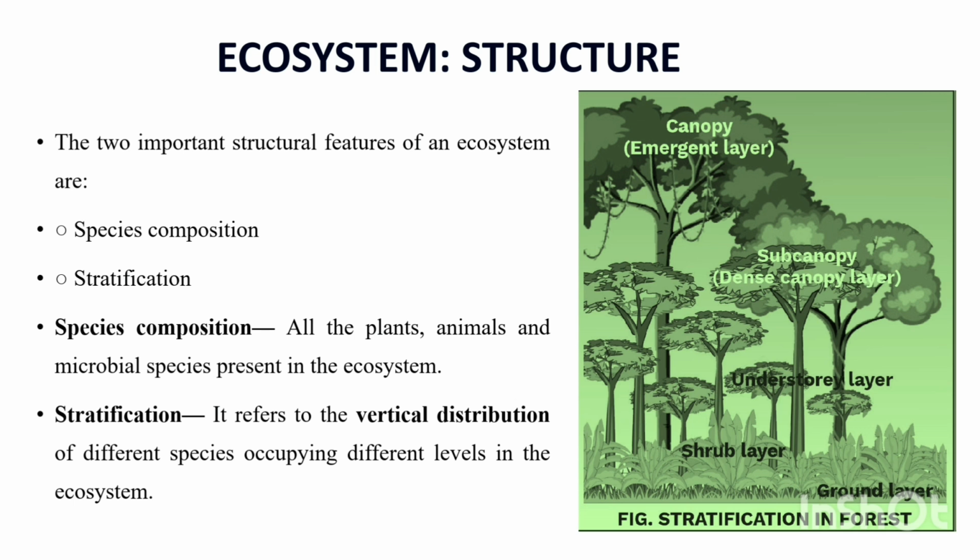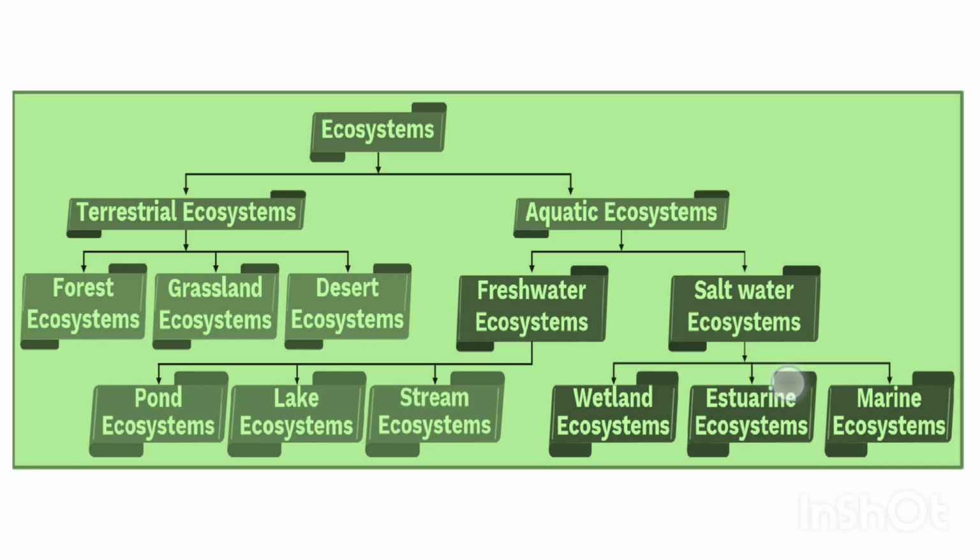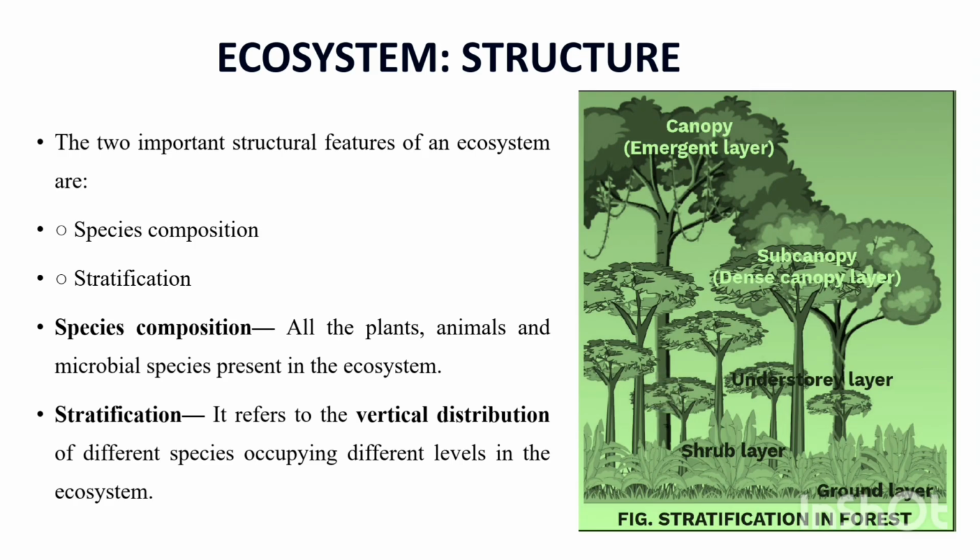Next, what is stratification? It is a very important term, stratification. It means the vertical distribution of different species occupying different levels in the ecosystem. Ground layer, shrub layer, understory layer, then canopy layer by large trees. So this is the stratification of a forest.